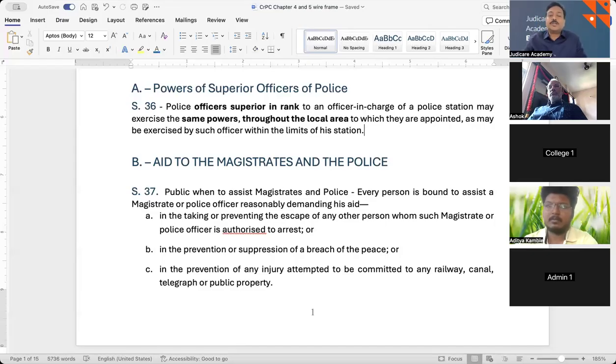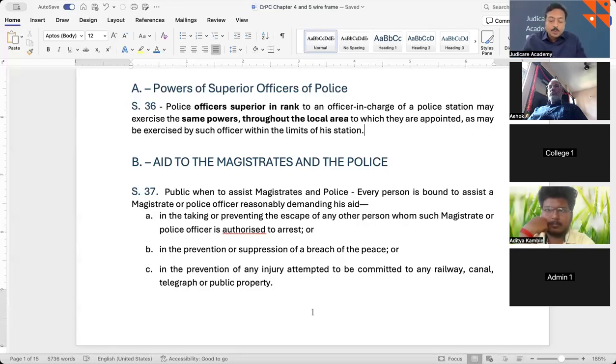And in the prevention of injury or attempt to injure any property, not only railway, canal, telegraph. This is an old written word, that's the reason they used canal, telegraph, railway. But it could be anything. It could be Pune Metro as well. So the circumstances which will require assistance would be preventing escape, preventing a breach of peace, or preventing injury to public property. In all these three conditions, you should be able to aid the magistrate or the police in case they ask you for reasonable help or support.